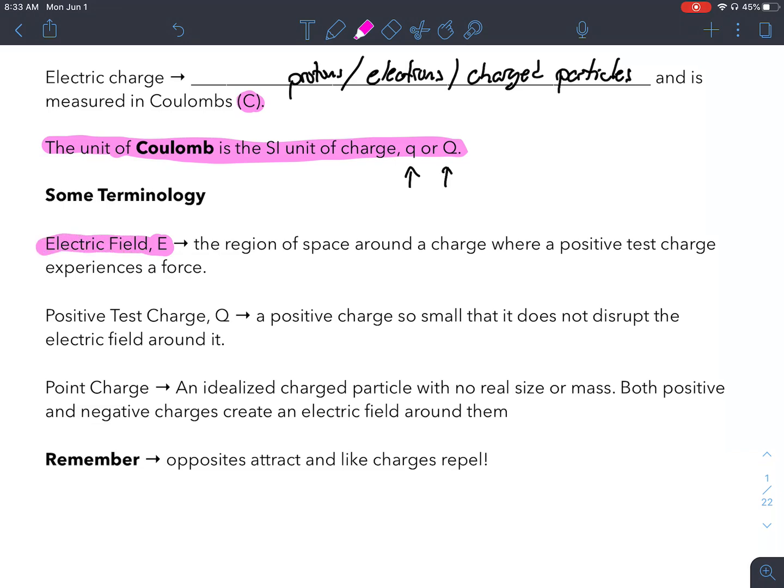That is the region of space around a charge where a positive test charge experiences a force. Okay, this positive test charge is an important idea to know because we are saying here's a test charge. This test charge is kind of like a super tiny spot in space where we're going to put this little tiny thing, and this thing has a positive charge, and we know exactly how much that charge is. But it doesn't do anything to the field around it. It just exists and it experiences a force.